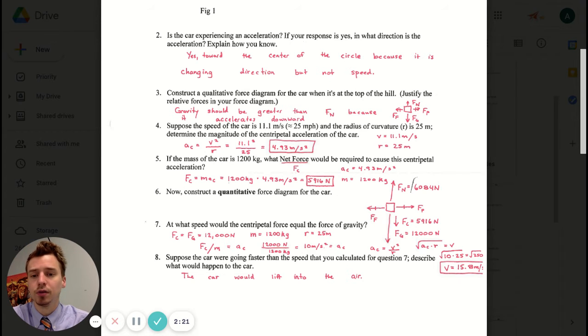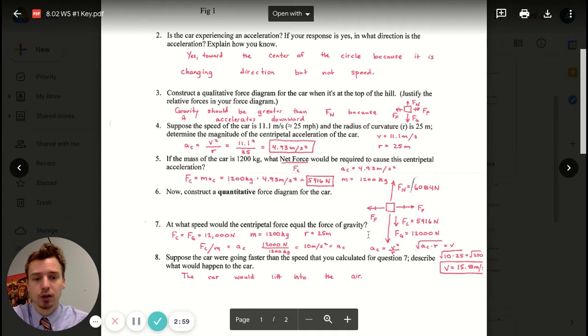Now they're asking you if the mass of the car is 1,200 kilograms, what is the net force? Or really the way of thinking about it is, what is the centripetal force that would be required to cause this centripetal acceleration? If you know the mass is 1,200, and you know the centripetal acceleration, which we just found in the question above, is 4.93, multiply those together. So your centripetal force is equal to your mass times your centripetal acceleration, which should be about 5,916 newtons.